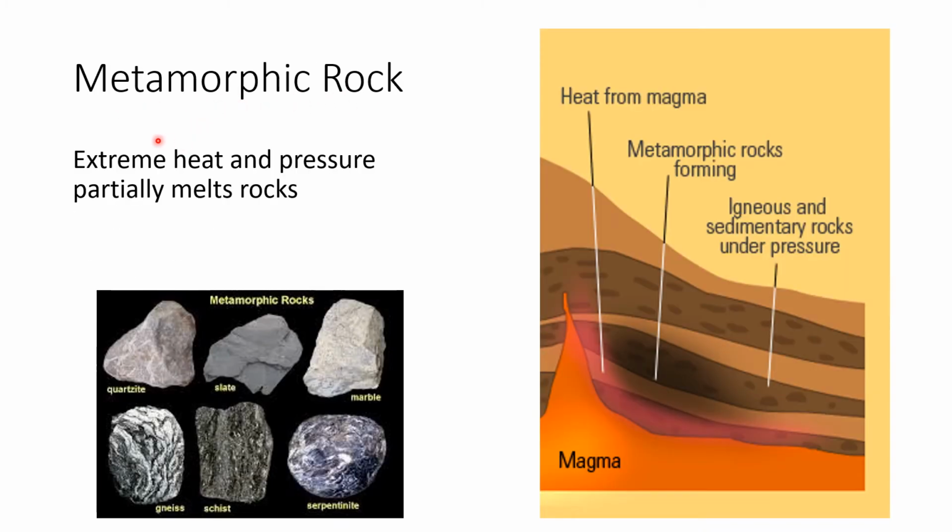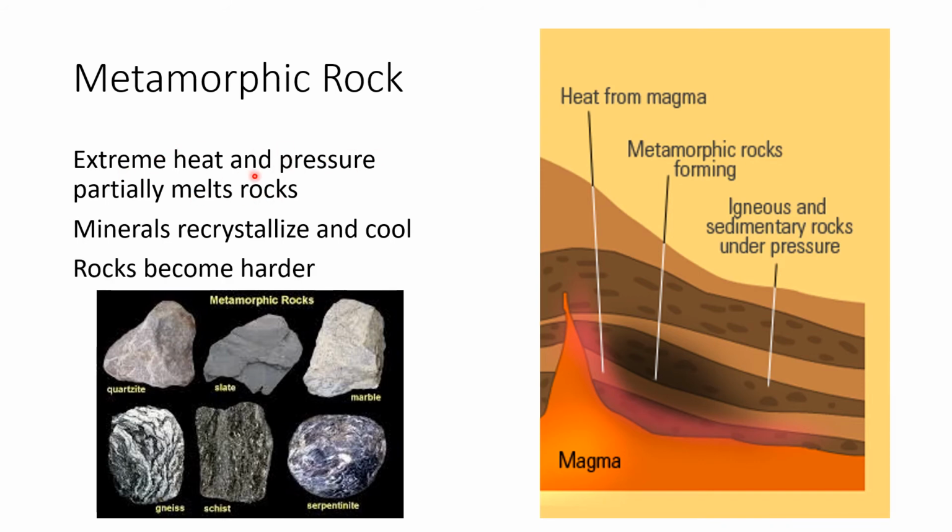Metamorphic rock is formed when extreme heat and pressure partially melts already existing rocks, and then as those partially melted rocks cool, the minerals recrystallize in a different pattern than they were in before the rock was partially melted, and that is what forms a metamorphic rock. So it's like one rock has heat and pressure on it, and then it changes into another rock, like metamorphosis, like a caterpillar changing into a butterfly. This is one rock changing into another rock due to heat and pressure. Typically when this happens, rocks become harder than they were, so metamorphic rocks are really quite hard.